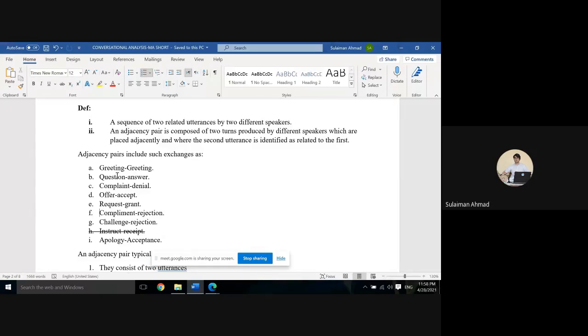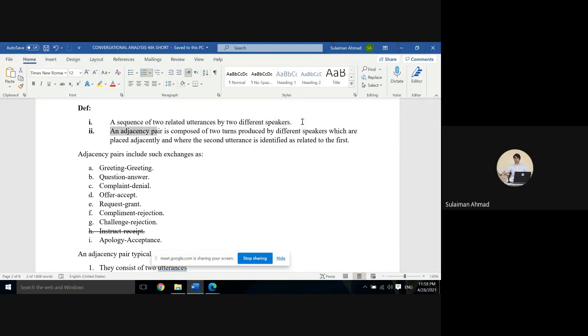Apology, acceptance. Let's suppose if someone says, I'm so sorry, the next person may accept it, it's okay. But not every apology deserves it's okay, right? So sometimes when people say, I'm sorry, the next person may say, it's not okay, right? So these are actually two utterances, a sequence of two related utterances uttered by two speakers, right? That is what we call an adjacency pair.